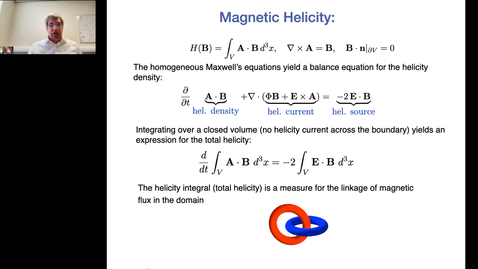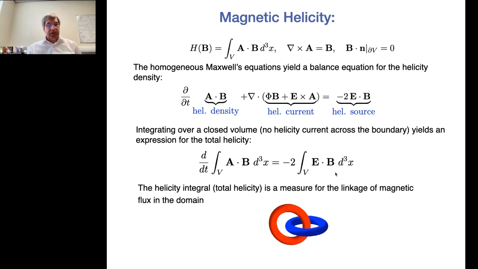So we can derive directly from Maxwell's equations an evolution equation for the magnetic helicity density, A dot B. That equation has the divergence of the helicity current in it and a source term on the right-hand side, minus 2 times E dot B. If you integrate this equation over a domain such that the helicity current vanishes on the boundary, you end up with this equation, where the change of the total helicity is due only to this source term, minus 2 times the integral of E dot B.